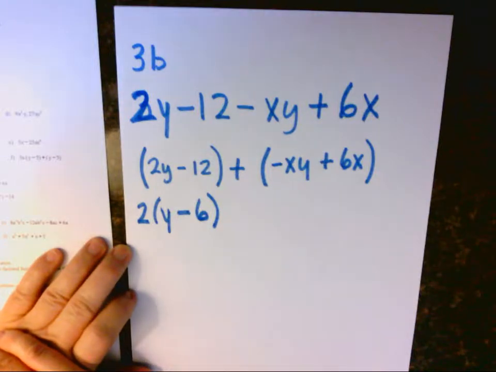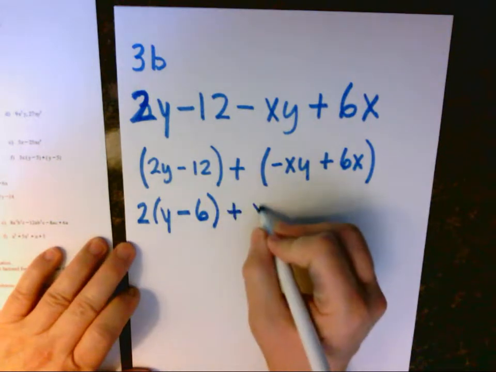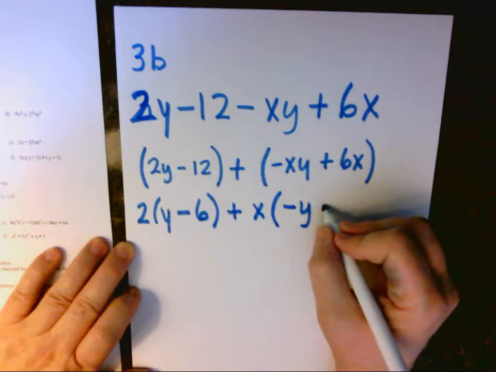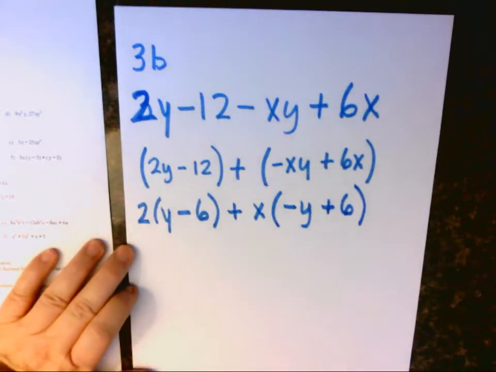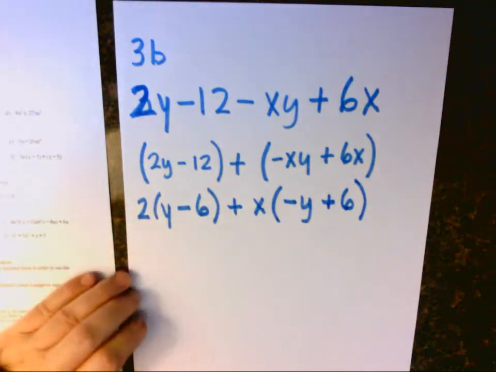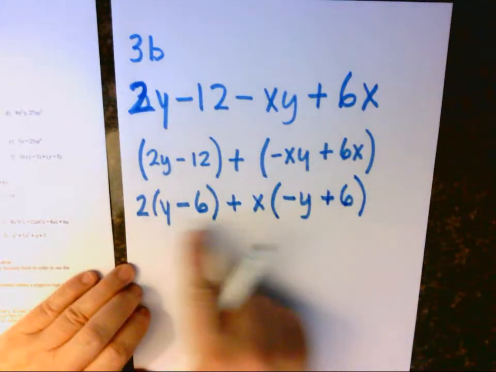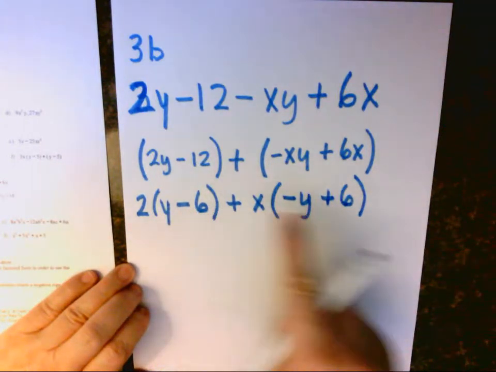What in the second group is common? Just the x. So let's take out the x. And that gives me a minus y plus 6. These aren't exactly the same, are they? We have a positive y and a minus y, and a negative 6 and a positive 6.